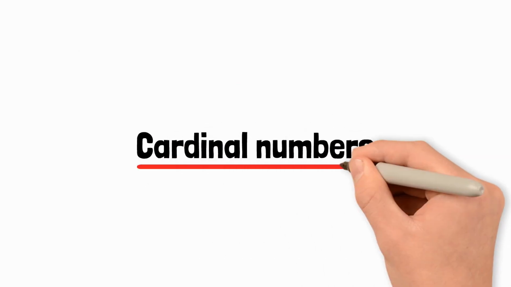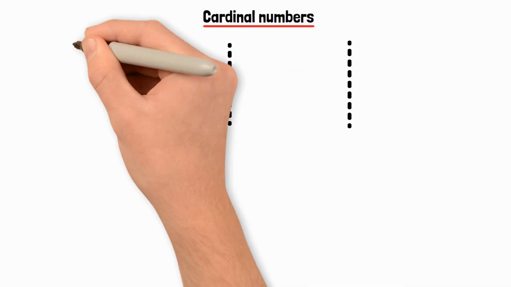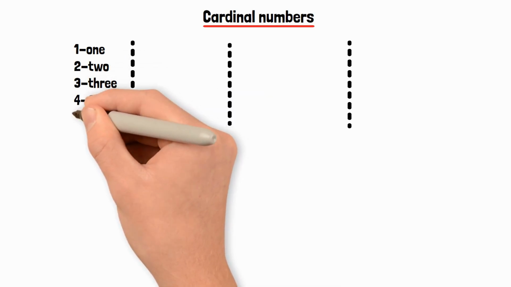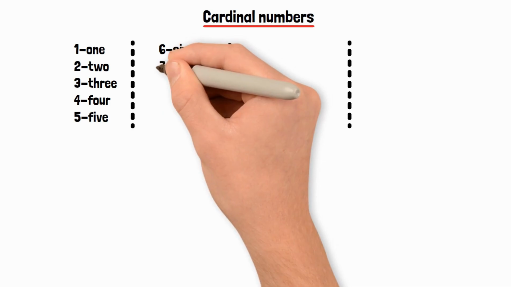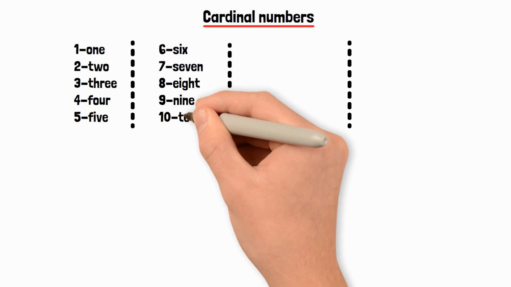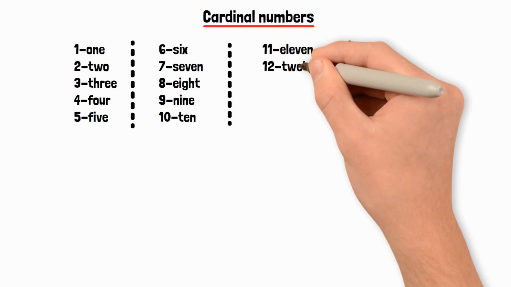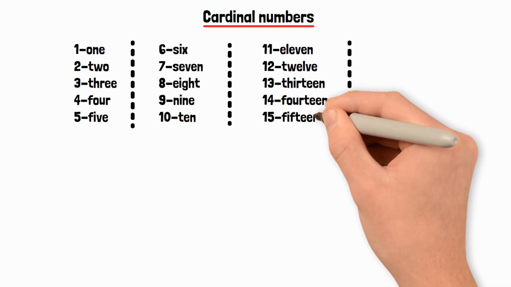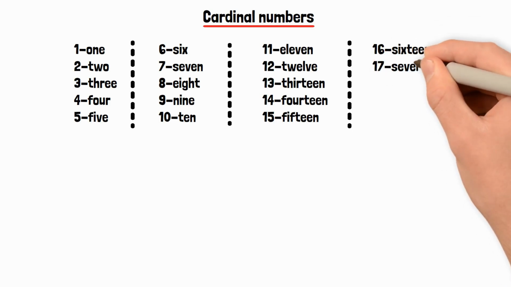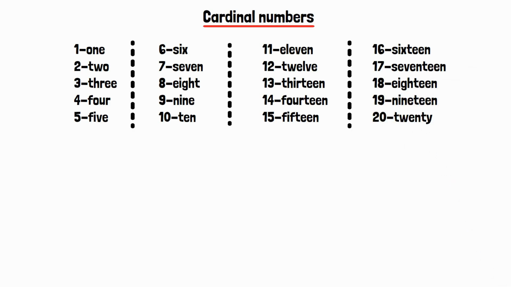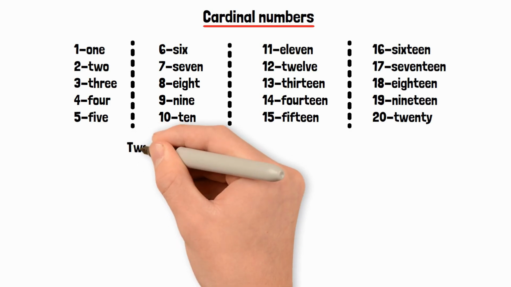Can you count from 1 to 20? Let's do it together. 1, 2, 3, 4, 5, 6, 7, 8, 9, 10, 11, 12, 13, 14, 15, 16, 17, 18, 19, 20. Very good. Now let's do bigger numbers.